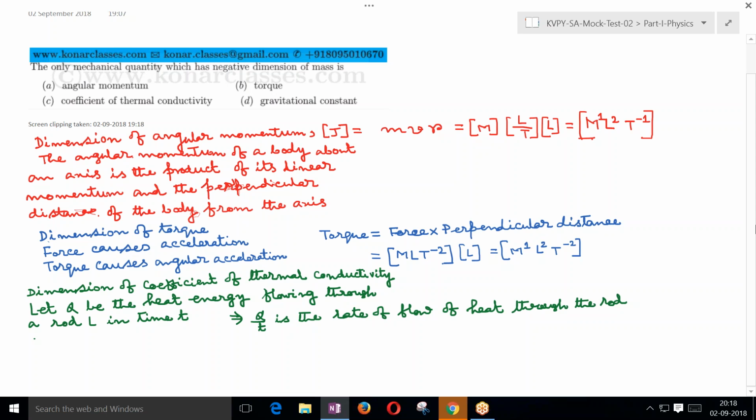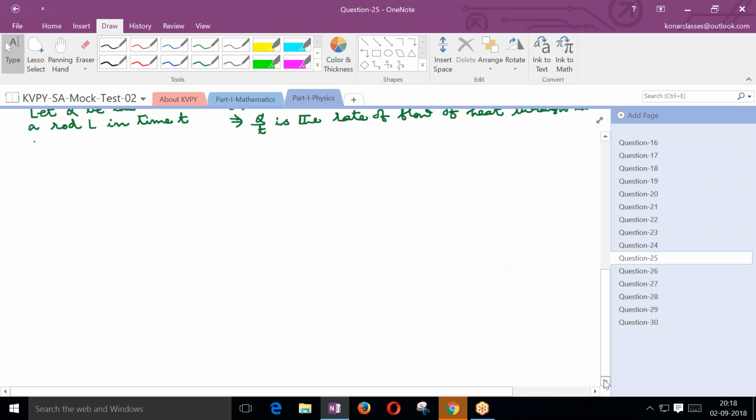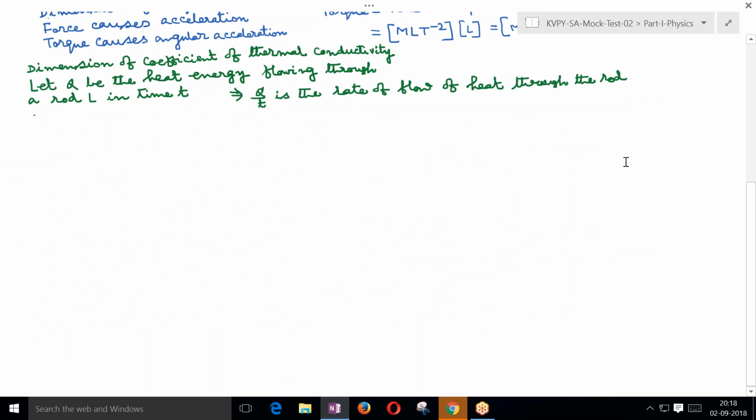Now this Q by t is a very important parameter, and it varies in different proportions. Let me write down what it varies with. So Q by t varies proportional to the area of cross section of the rod. A is the cross sectional area of the rod.